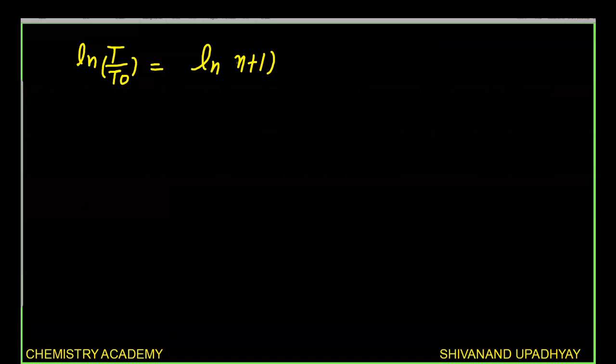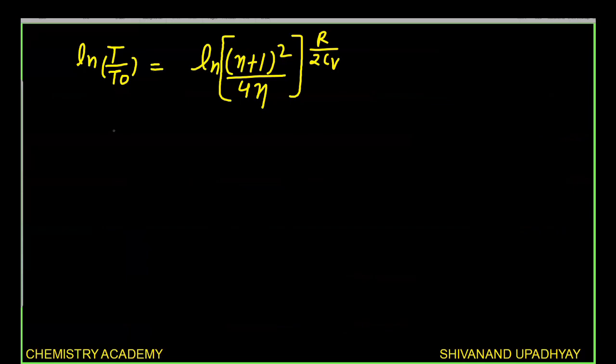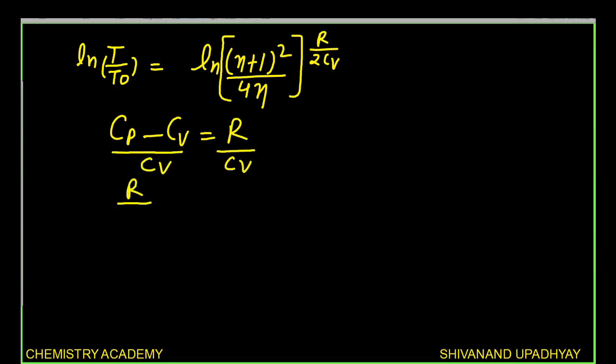So this is eta plus 1 whole square and in the denominator it will be 4 times eta, to the power R upon 2 times CV. So you can check here, R upon 2 times CV will be in the power, and this is eta plus 1 whole square, and this will be 4 times eta, right? And for an ideal gas, we can write that Cp minus Cv is equal to R. So what is the value of R upon Cv? R upon Cv for an ideal gas is equal to gamma minus 1.